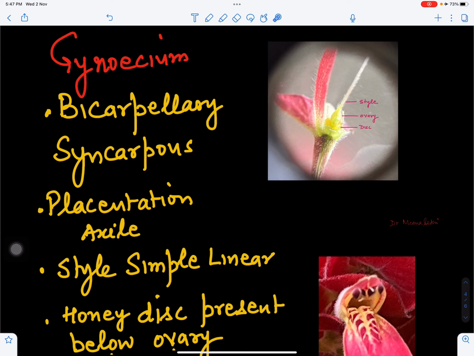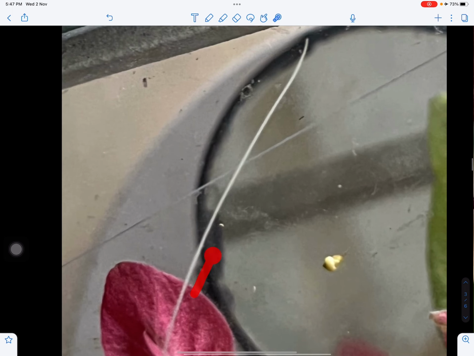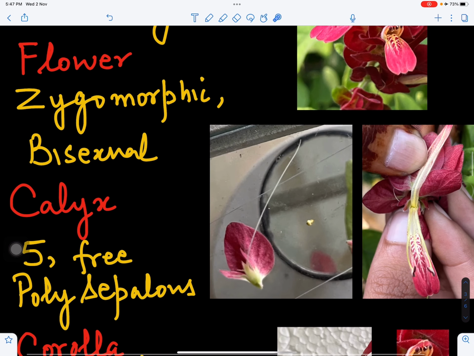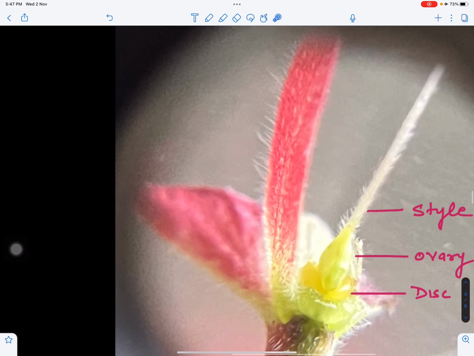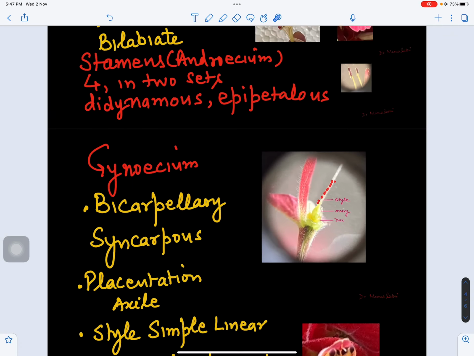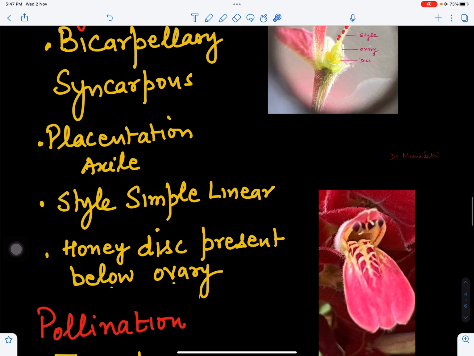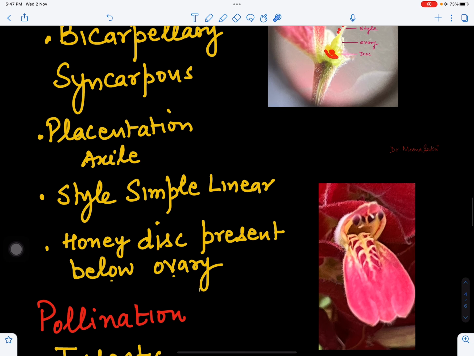If we cut the section of the ovary, see the arrangement of the ovules on the placenta. So placentation is axile and its style is simple and linear. We can see here, this is the style which is simple, linear, and this part is the stigma which is also simple in nature. And some hair-like outgrowths are present on the style. We can see here, hair-like outgrowths are present, white hair are present. So style is simple and linear. Honey disc is present below the ovary like we have earlier discussed, this disc.